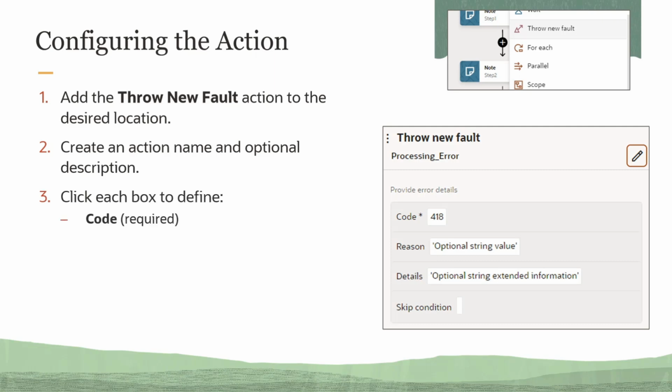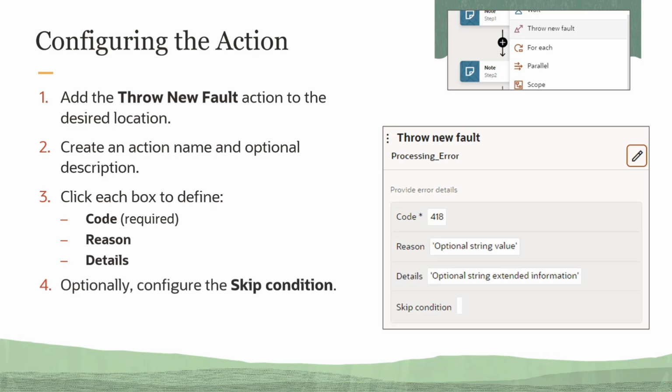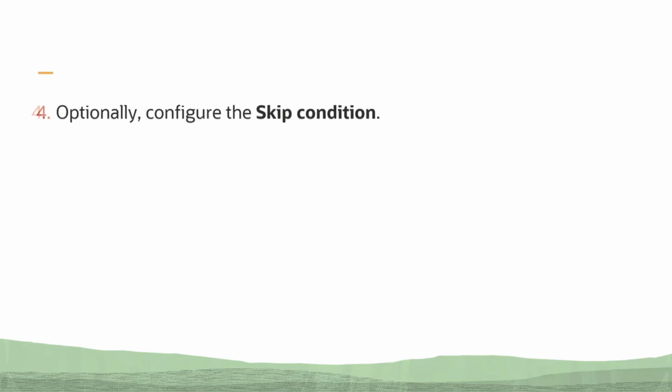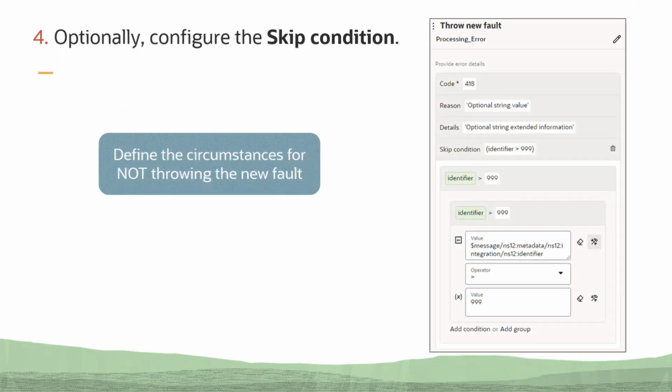Then below, the only required field is the code, which can really be anything, a number or even a string if you wish. Now, if the intention is to return this as a custom fault, the best practice is to use a numeric error code that will have some meaning to the client. Then you can provide a string value for the reason, as well as a string message to provide more details. And then optionally, you can define a skip condition. Now, if this is left blank, that means the action will always be executed. Let's explore that a bit further.